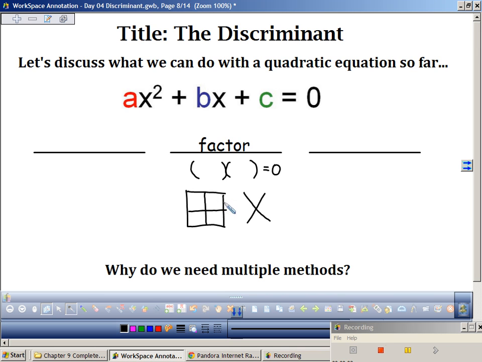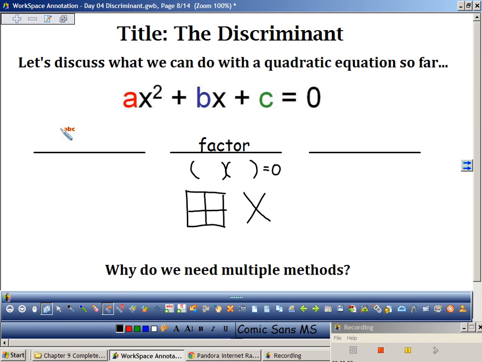Can you think of another way that we found roots? I don't know, 2 months ago? We've been doing this for a while. There's 3 ways that we had found roots so far in this class. Excellent. We graphed. That's how we started this off. We started this whole chapter off by graphing, correct?